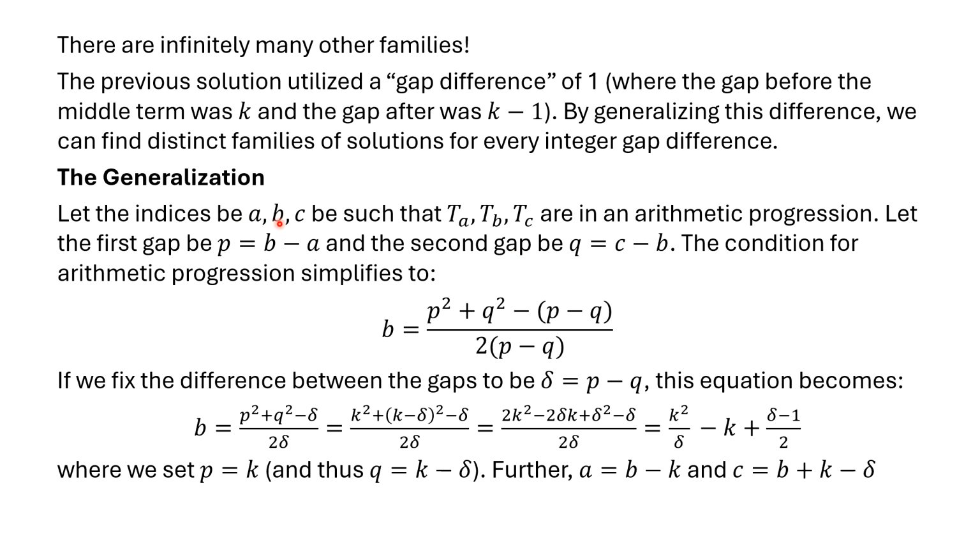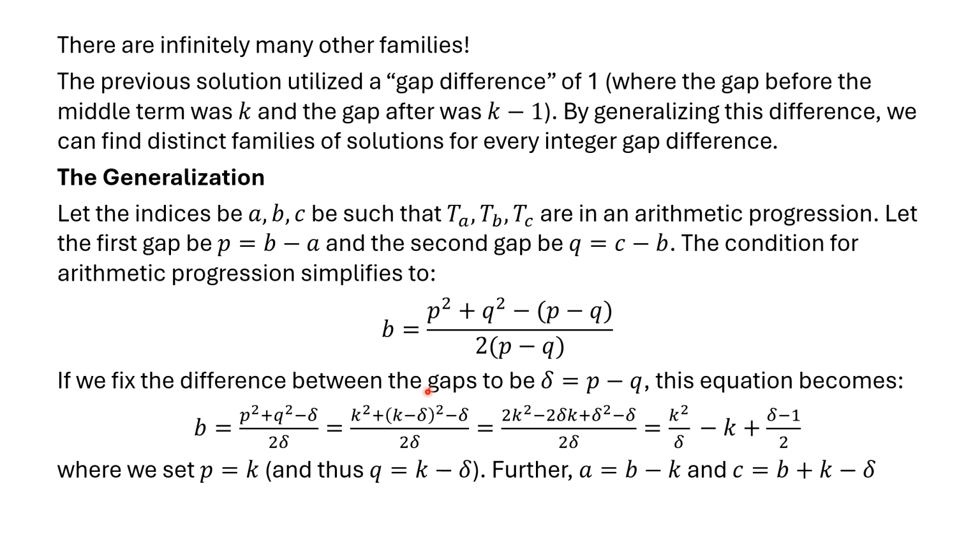So let indices a, b, and c be such that the triangular numbers t sub a, t sub b, t sub c are in an arithmetic progression. Let the first gap be p and the second gap be q, in other words, the gaps between the indices. The condition for arithmetic progression simplifies too, and I'll prove this two slides after this, but if you just accept this for the moment, this is the value for b, given that we're assuming an arithmetic progression, and given these values here, a, b, and c for the indices.